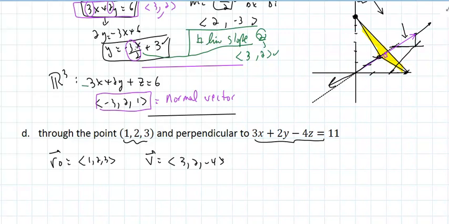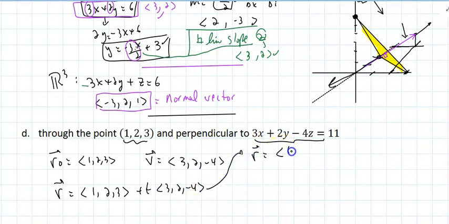And now, if I want to find the equation, well, that's simple. All I have to do is write R equals R sub 0 plus t times this vector. And that would be R equals 1 plus 3t, 2 plus 2t, and 3 minus 4t.